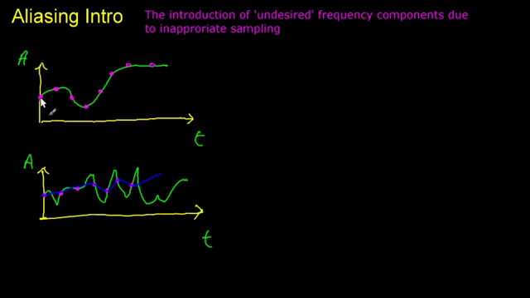Whereas if I did the same up here, I'll just do it roughly, what I would get is a very good representation of the original signal. Now if you choose the ideal sampling rate, you'll get an exact representation. But we'll get into that a little bit later on.